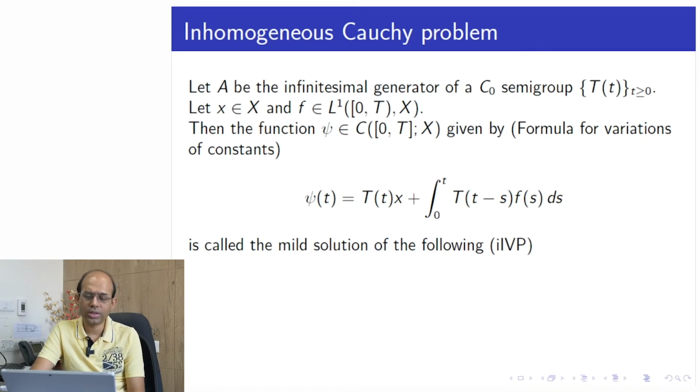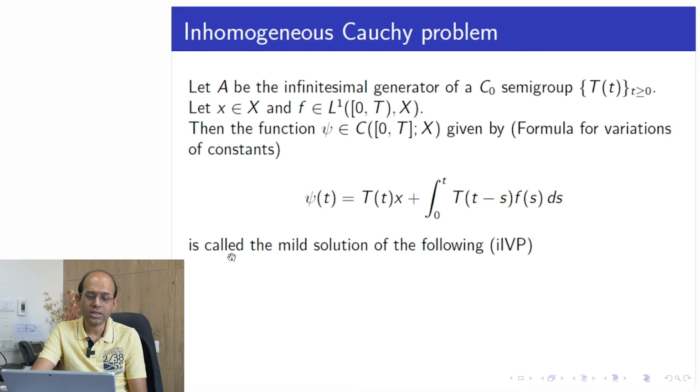Here you can view this as an integration over 0 to t, T(t minus s) f(s) ds. So this whole thing is a function of small t. It also depends on f. And this semigroup is the one which is generated by the operator A. So T(t) is the semigroup, and A is the infinitesimal generator of the semigroup T. So from that PDE, with three different pieces of information A, f and x, all these things are utilized here, and then we have constructed this psi.